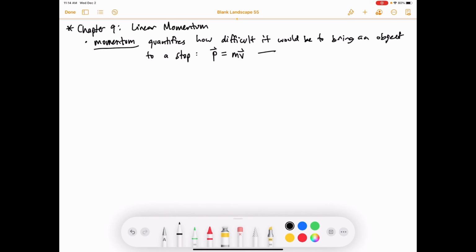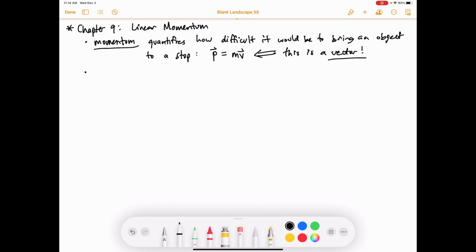But it's really important to remember that this is a vector. Okay, things are going to go horribly wrong if you don't account for the fact that momentum is a vector and it has a direction. Okay? So that's the definition of momentum.